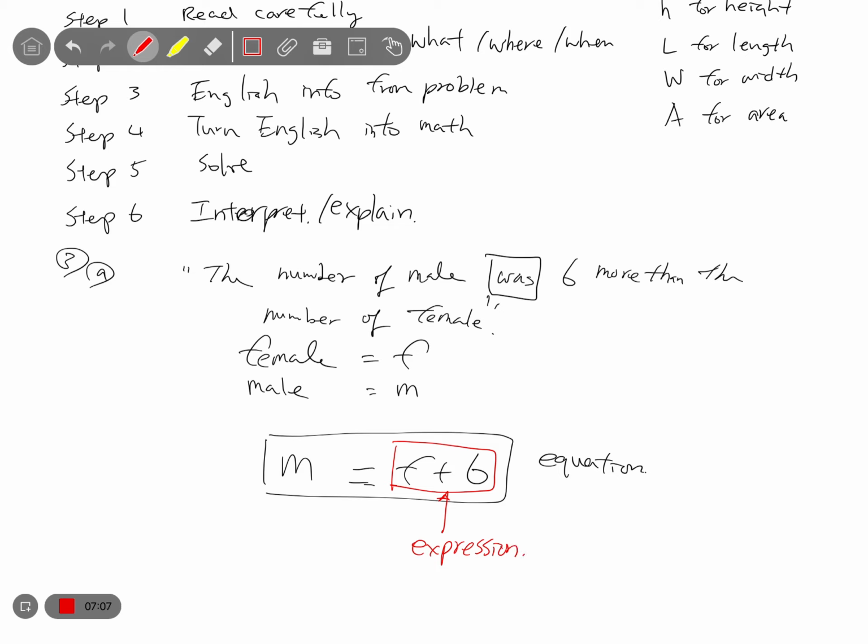Okay, an expression does not contain the equal sign, right? An expression is basically one side of the equation. We did not talk about the difference between expression and equation in class, but I figure we're going to talk about it along the way. So now you know.